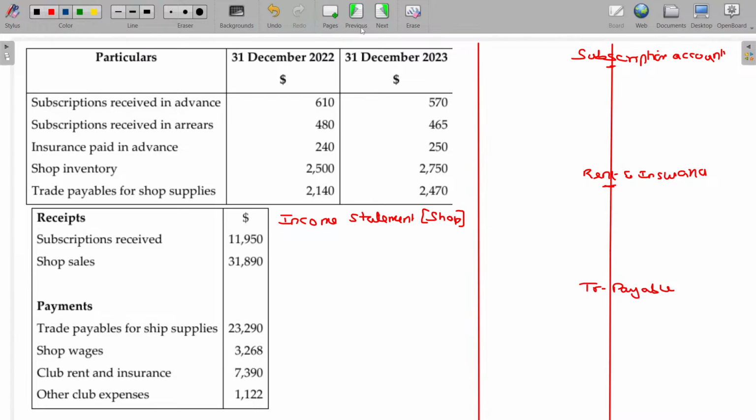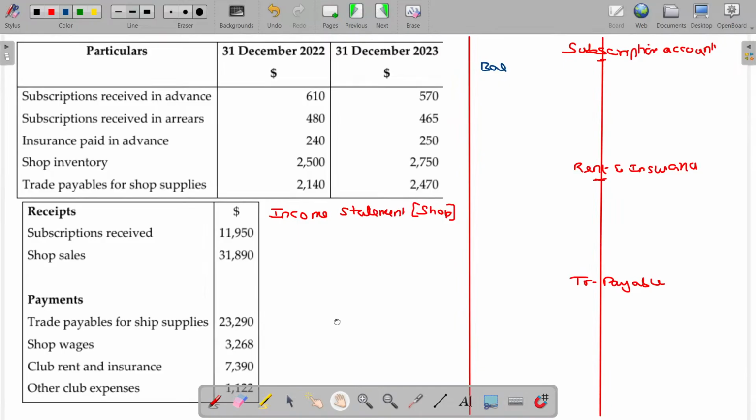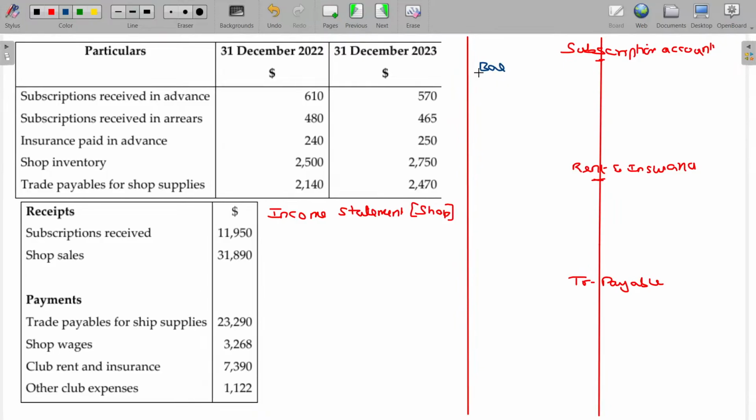Now, in subscription, I skipped the dates in this illustration so you can manage it yourself. Balance brought down.